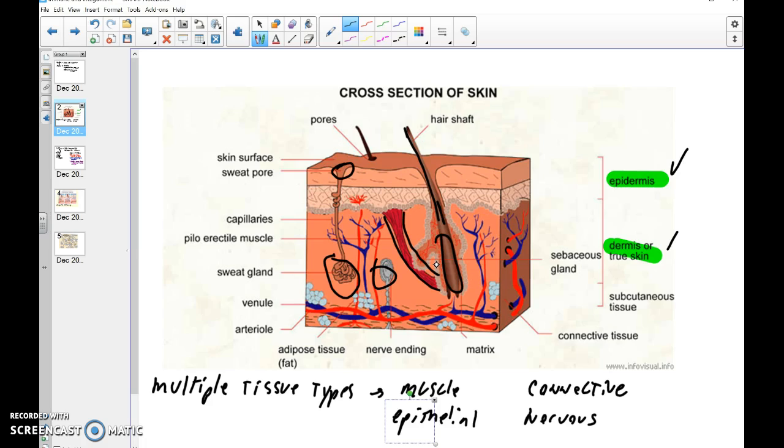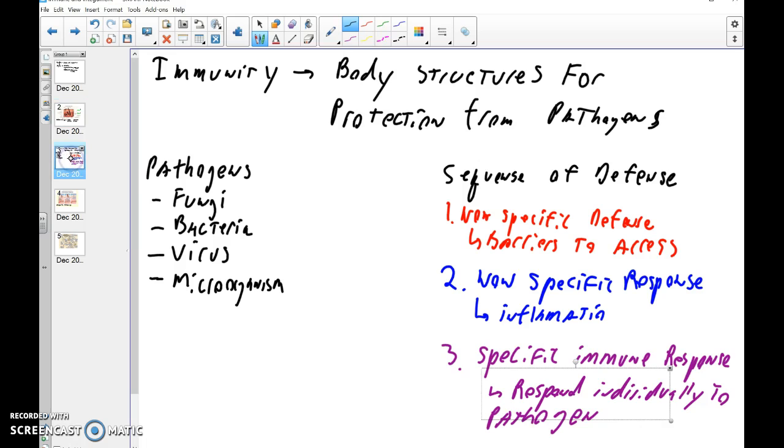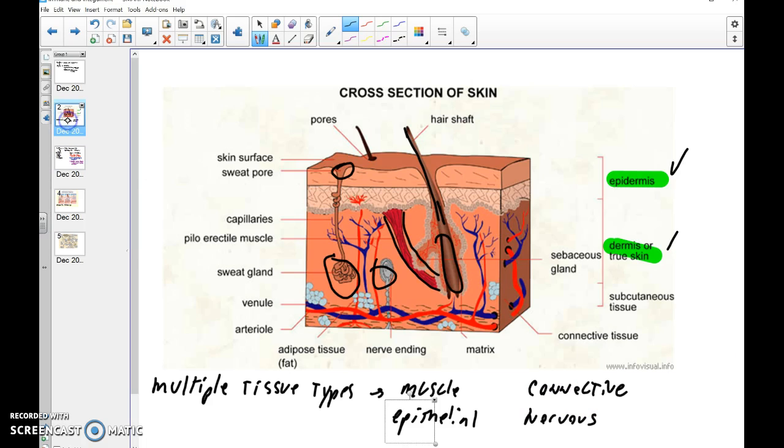One other thing I do want to point out is that the skin contains multiple cell types. It has all of the different types of tissue that exist. So there's muscle tissue, there's epithelial tissue, there's connective tissue, and there's nervous tissue. And that's kind of an interesting thing to think about, that something as simple as your skin just contains all of these different tissue types. And so that's kind of a big deal. So yeah, that's your skin.